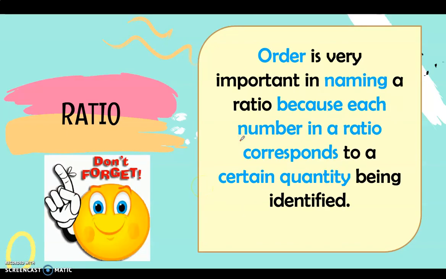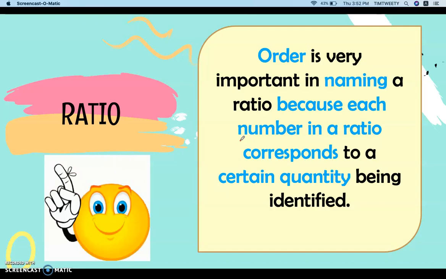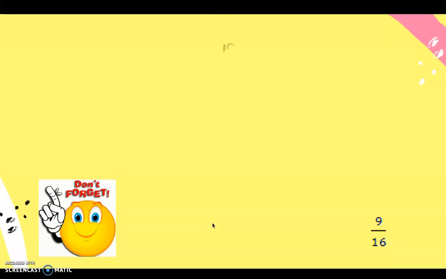Order is very important in naming a ratio because each number in a ratio corresponds to a certain quantity being identified. So again, for example, if the question is, what is the ratio of those who love BTS to those who love Blackpink? You would say 13 is to 14 and do not interchange the two. So you cannot say 14 is to 13 because 13 only love BTS and 14 love Blackpink. So that's what it means when you say order is very important in ratio.